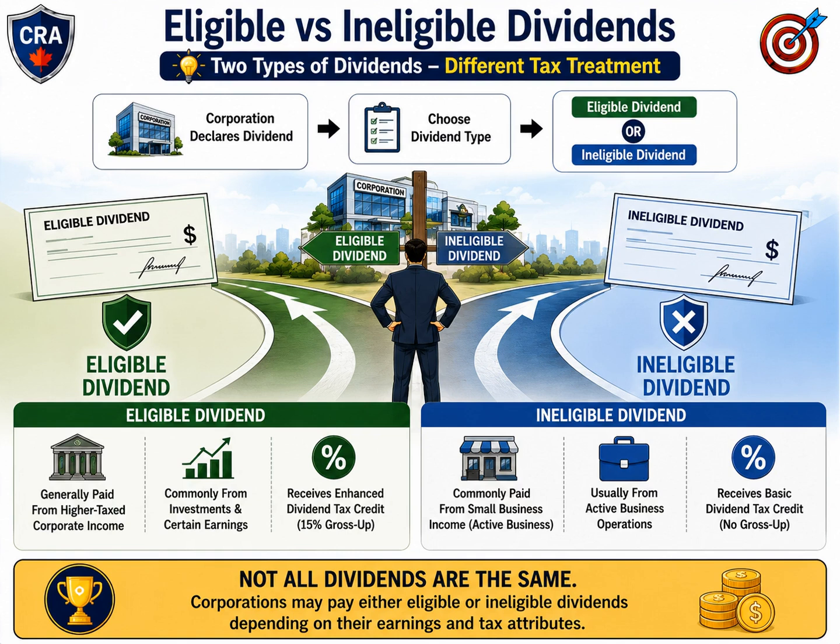We will explore those planning considerations in the next slides. For now, the key takeaway is simple. There are two major dividend categories: eligible dividends and ineligible dividends, and they are subject to different tax treatment. Understanding this distinction is the first step toward making informed dividend planning decisions and understanding how dividend distributions may affect both the corporation and its shareholders.